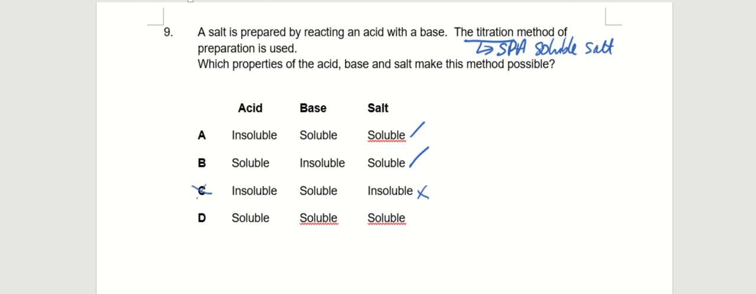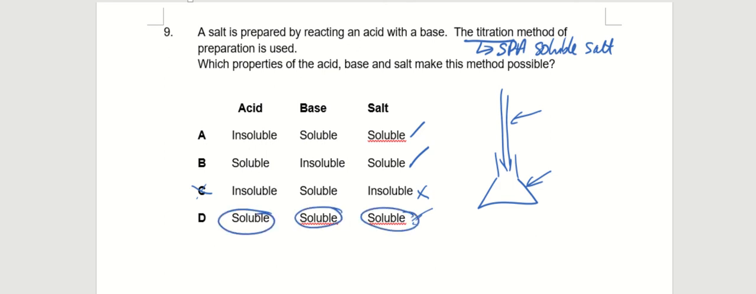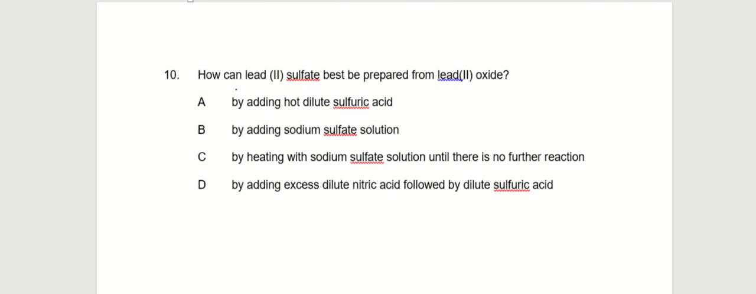For the titration method, which usually involves using a burette and titrating into a conical flask, allow me to draw perhaps a slightly better conical flask. It means we have to start with a soluble material in the burette and a soluble material in the conical flask. So the two starting materials have to be soluble. That means acid soluble, base soluble, salt soluble. The answer is therefore D. Let us move on to the next question.